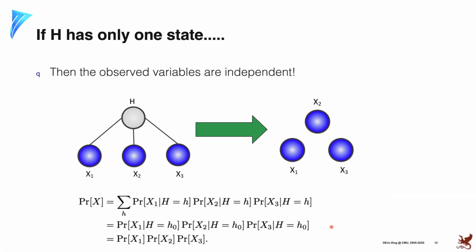Mathematically, we can also write it down here. We can write the joint probability of observing x as the multiplication of the conditional probabilities, summed over the h value. But now h only has 1 value, which is h0, so the summation goes away. And the probability of x1 conditioned on h0 is equivalent to the probability of x1 itself. So when the cardinality of the hidden variable is 1, that means it only has 1 state, and these 3 variables are actually independent.